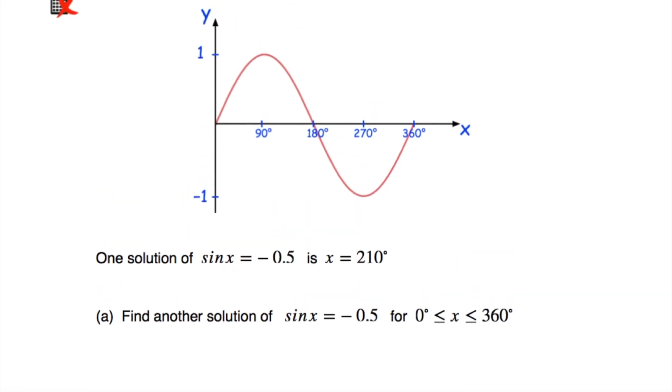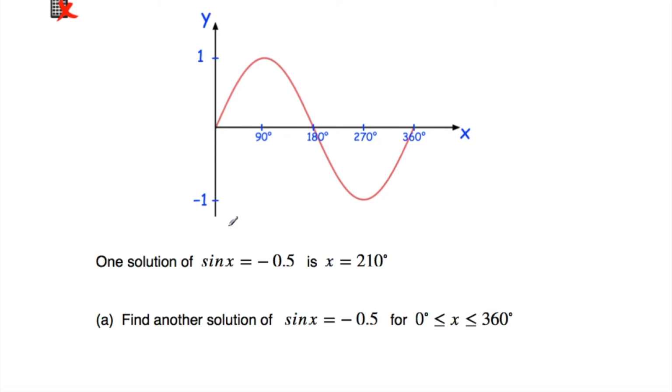So let's look at our graph. Here, we want to find when the height is -0.5. So -0.5 will be there. And we've been told that one solution, if we go across, this point here, is whenever x is equal to 210 degrees. We want to find the other angle, whenever we work out the sine of it, we also get -0.5. So if we go along to the next height where it has a height of -0.5, which is here, and go up, we'll find it's this point here.